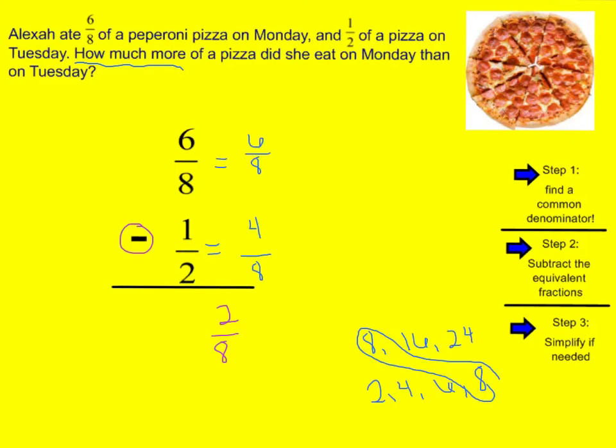Okay, when I found my common denominator for 6/8 and 1/2, I thought that it was 8. So I just had to subtract 6/8 minus 4/8. Well, that's 2/8. Now, 2/8 is even, so I could divide by 2. And when I divide by 2, I get 2 divided by 2 is 1, and 8 divided by 2 is 4. So my final answer, when simplified, was 1/4. I hope you got that right. Let's go on to the next problem.